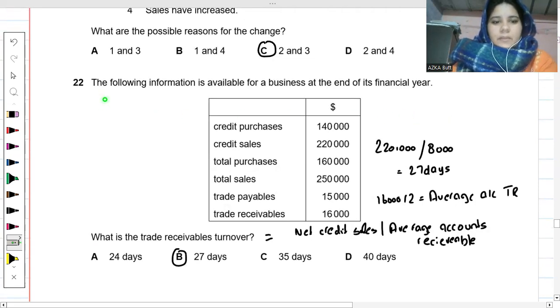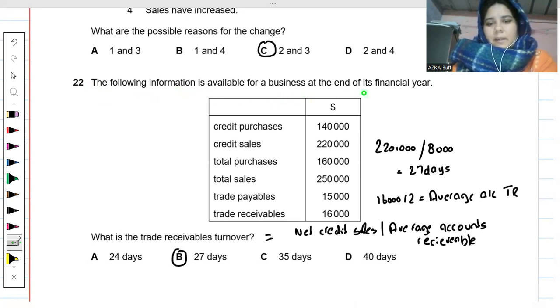Okay, so in question number 22, as you can see, we have some information. The following information is available for a business at the end of its financial year. So we have credit purchases, credit sales, total purchases, total sales, trade payables, trade receivables. And now the examiner is asking about the trade receivable turnover.